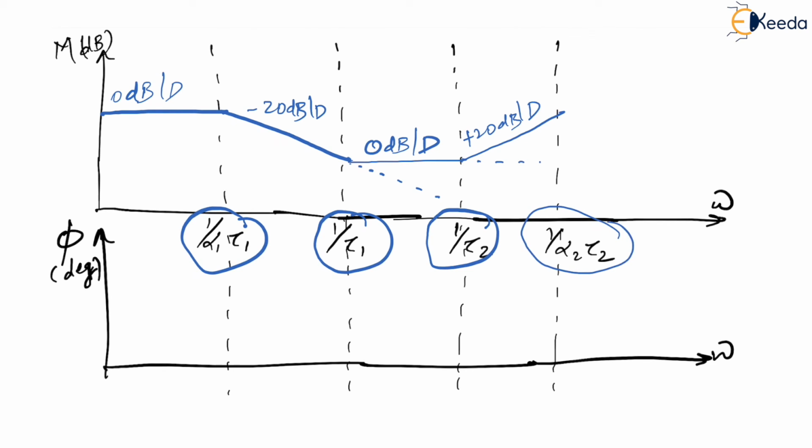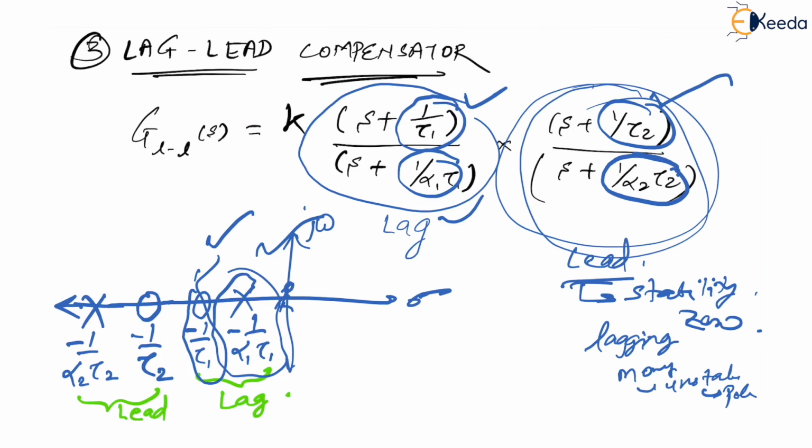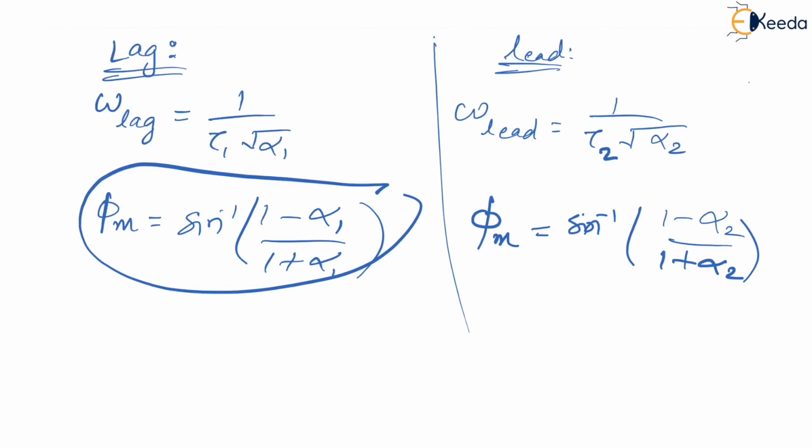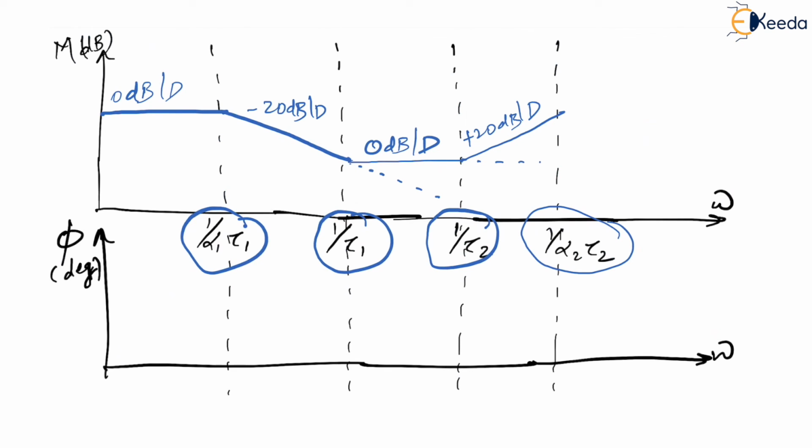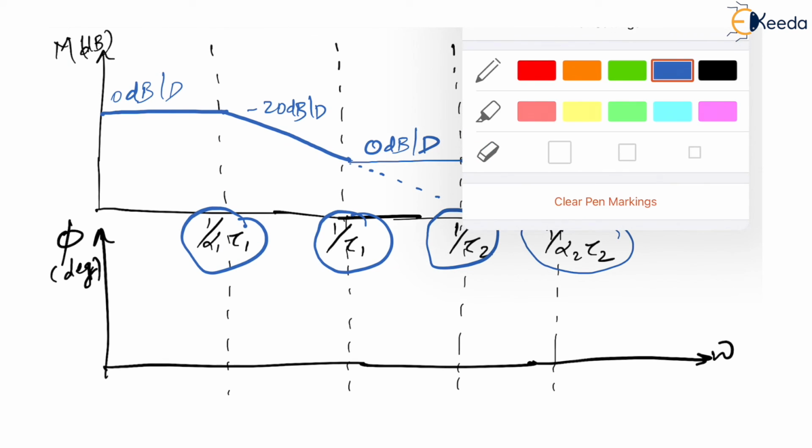Now, what happens at 1 by alpha 2 tau 2? What happens there? We have got a pole there, which means this one, which would have gone at plus 20 dB, will now go at 0 dB per decade. That's it.